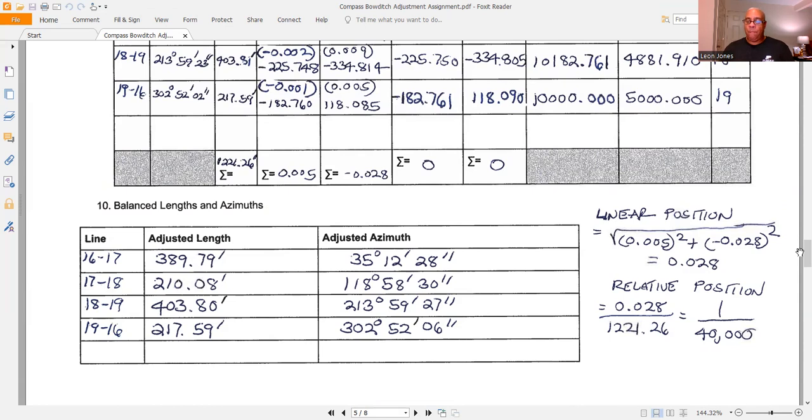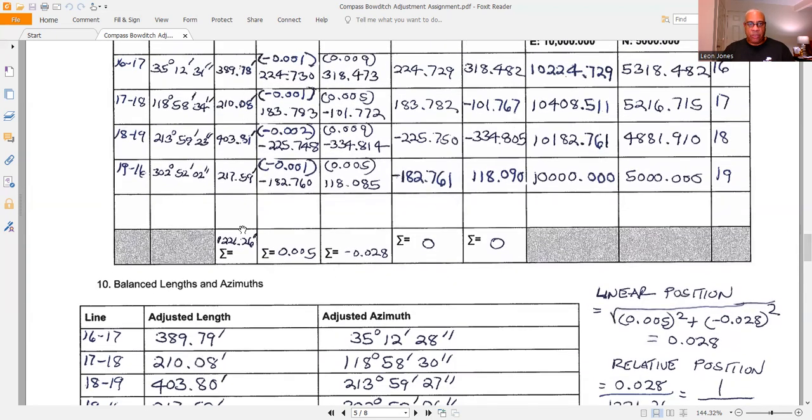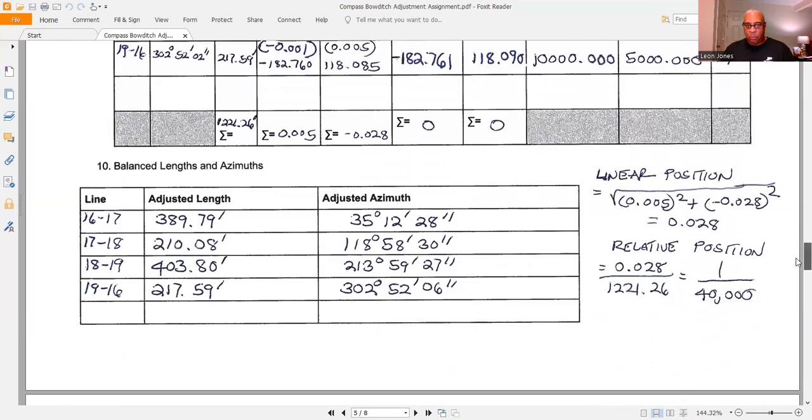And that I had roughly 43,616. So what I did, because it was 43, my relative position, I said it was 1 in 40,000. So basically, again, with that relative position, you take 1, you divide it over your linear position, and then you multiply it by your total length. Because here, what I did, I added my total length up, like you saw in the PowerPoint.